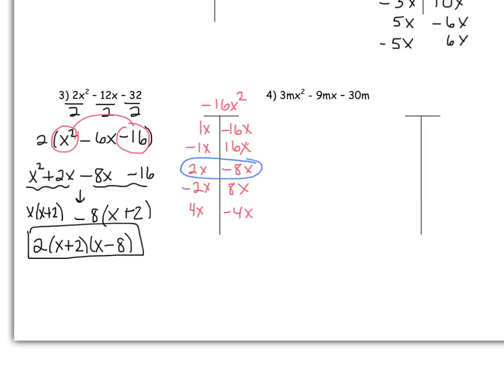Okay, let's try number 4. So what is your first step? You should be saying check for GCF. So as I look through, I see that they're all divisible by 3. Are they divisible by anything else? There's an m here, an m here, and an m here. Okay, so 3m. How about the x's? X squared, x, no x. Okay, so it's got to be just 3m. Okay, so I'm just going to write out the 3m.